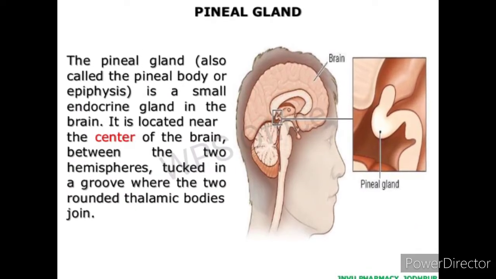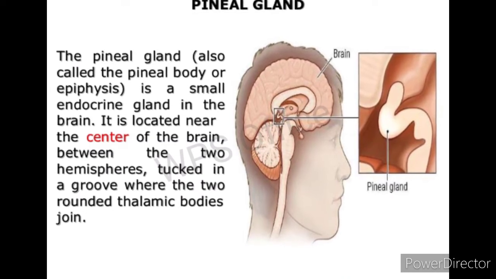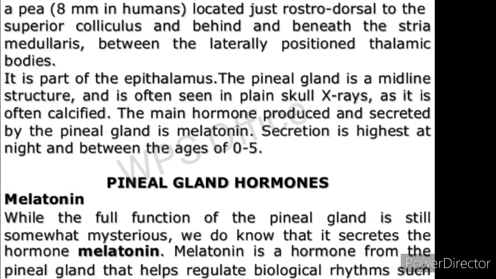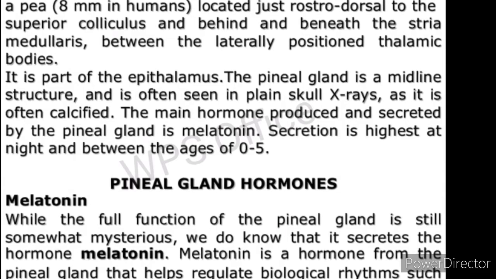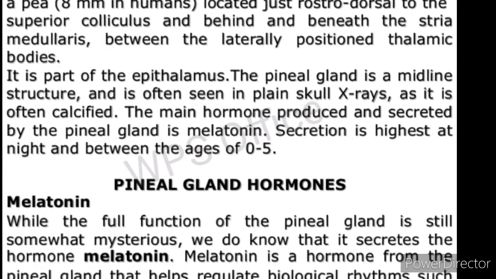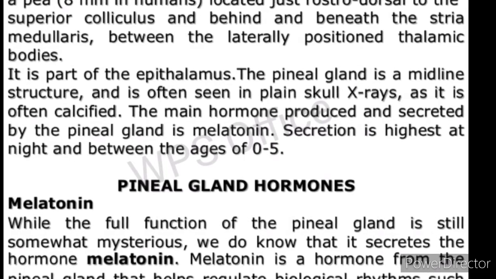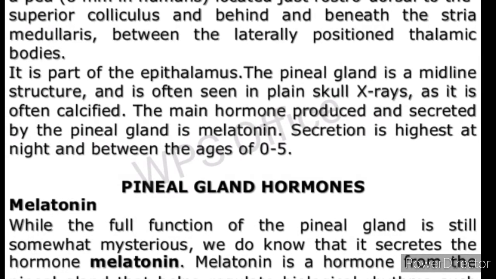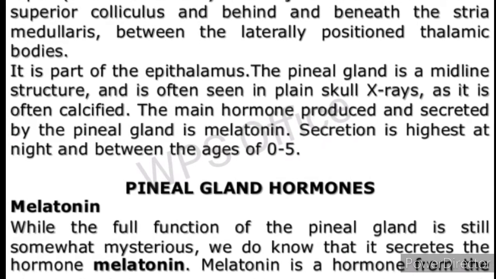So let's see next, the pineal gland. The pineal gland is a small endocrine gland located in the center of the brain between the two hemispheres. The pineal gland produces melatonin, a hormone that helps to regulate biological rhythms such as sleep and wake cycles. So all the activities which are related to our sleep and wake cycles are controlled by melatonin.